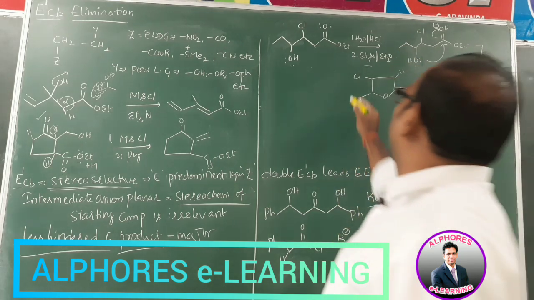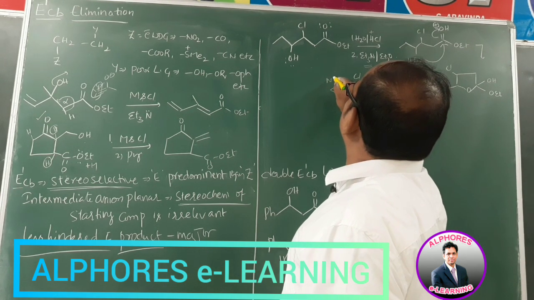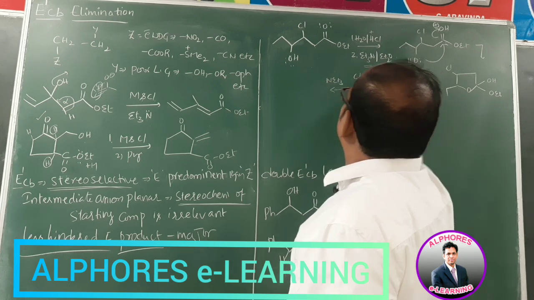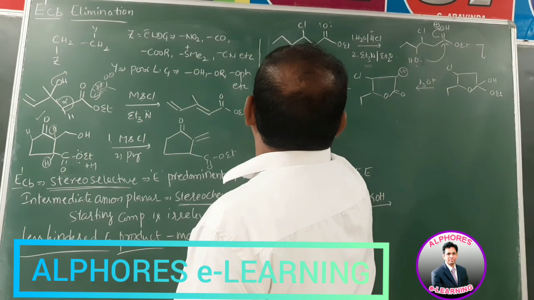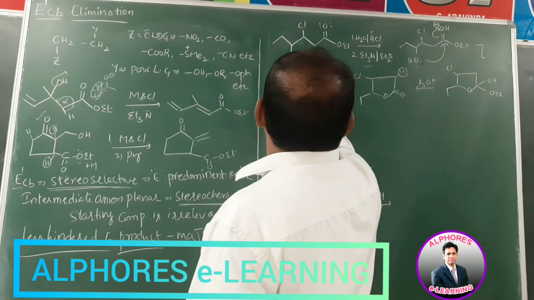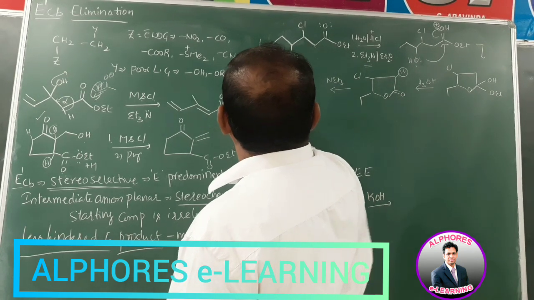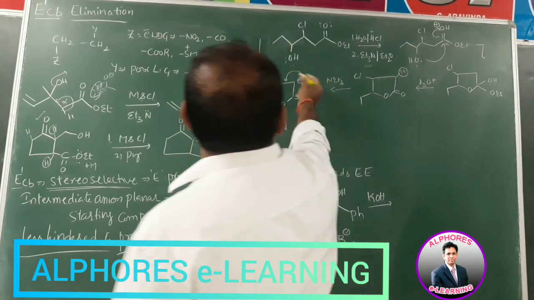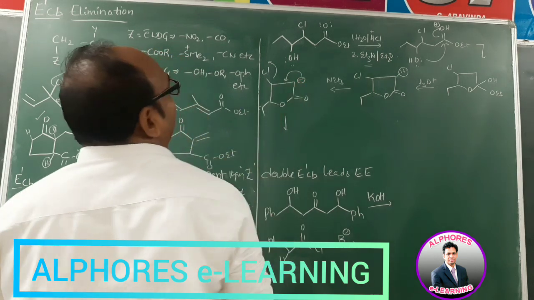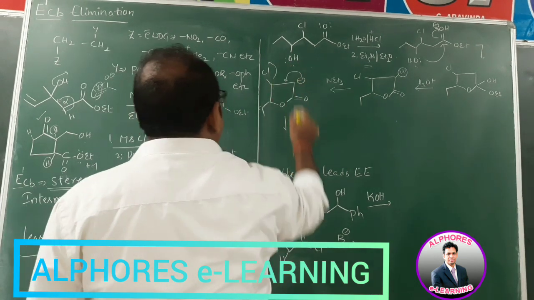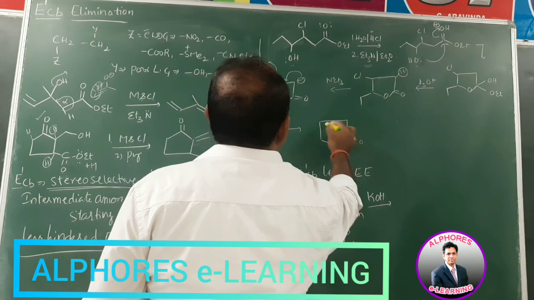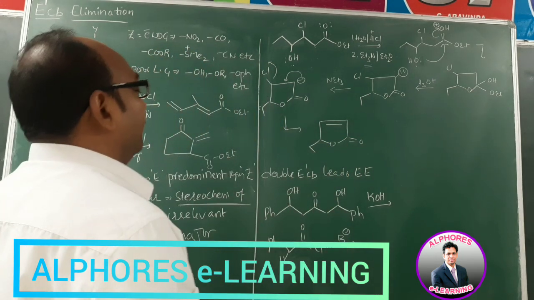Now the second step starts here. Triethylamine acts as a base, and this base abstracts this hydrogen. As a result, we get the conjugate base here and here Cl. Now this conjugate base donates its electron pair, a pi electron pair, and there will be formation of a pi bond between the two carbon atoms, and Cl departs. So the final product we get here is like this.